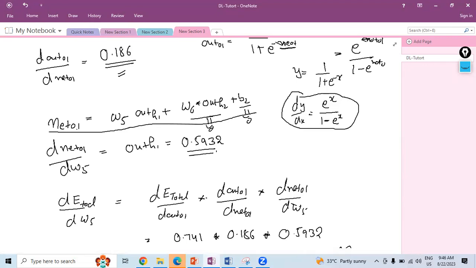Before implementing, for net O1 we need to calculate this: weight 5 into output of H1. If we do this formula, we get the value of net O1. Correct. So we substituted the value of net O1 in the differentiation, like e to the power of net O1 by 1 minus e to the power net O1, right? Yes, correct. Now I got it, sir. Thanks.